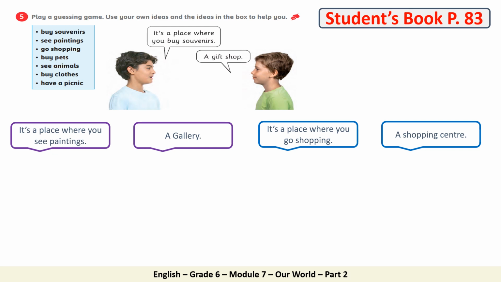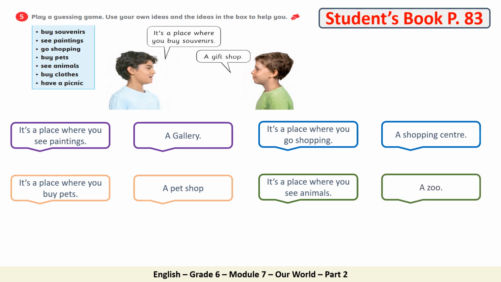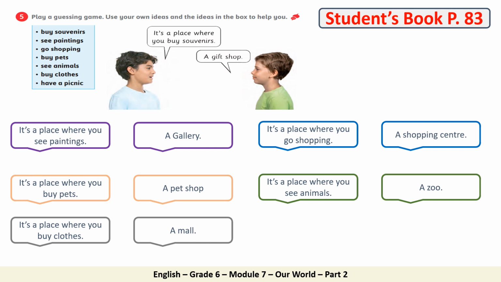Awesome. After that, we have buy pets. So the riddle will be, it's a place where you buy pets. Guess. Right again. It's a pet shop. After that, we have see animals. Very easy, right? It's a place where you see animals. Where is that place? Right, a zoo. After that, we have buy clothes. So how will you make it? Right, it's a place where you buy clothes. What's this place? Right, a mall.